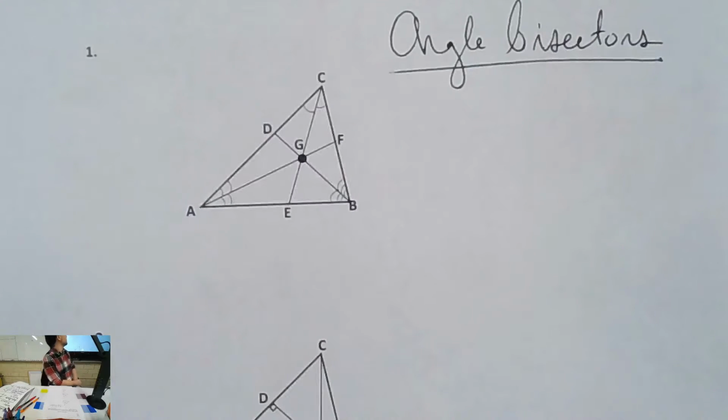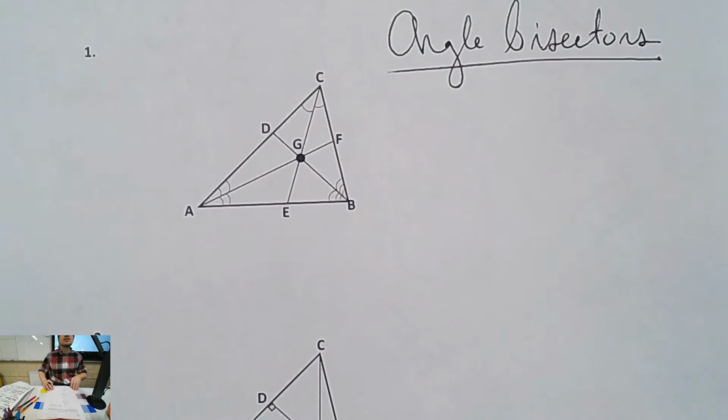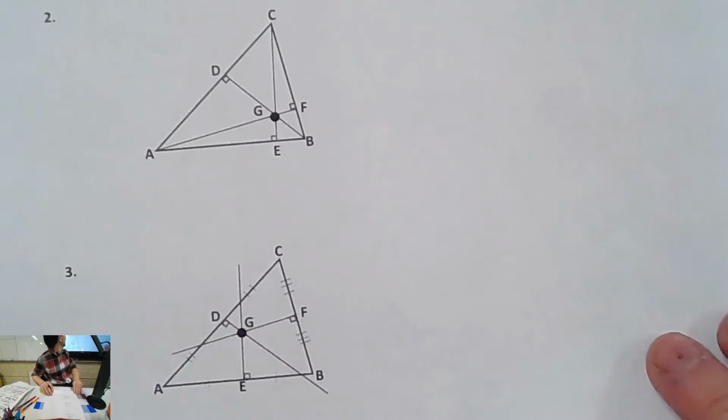Those are angle bisectors because they cut the angles in half. One half. Number 2.